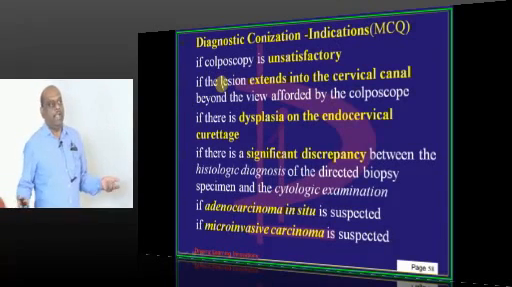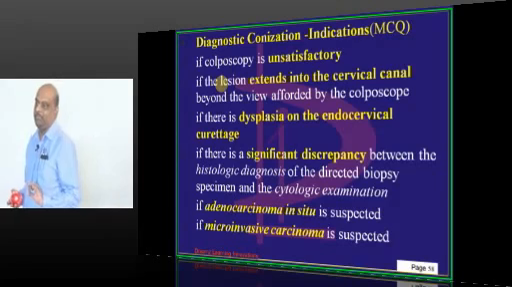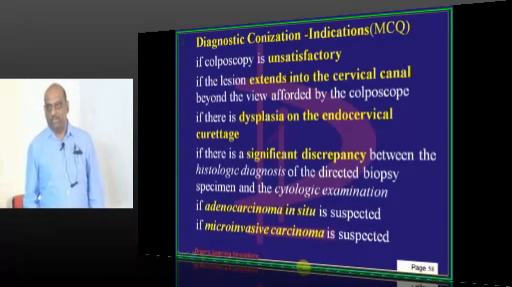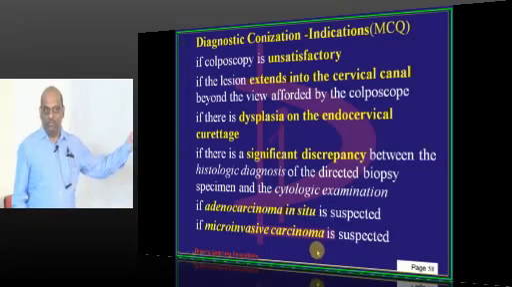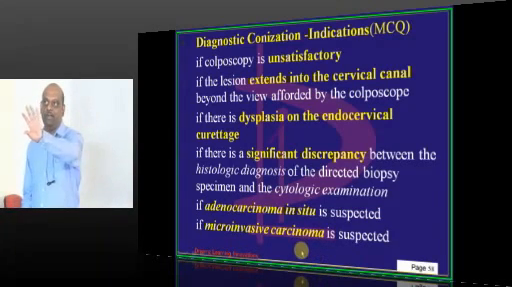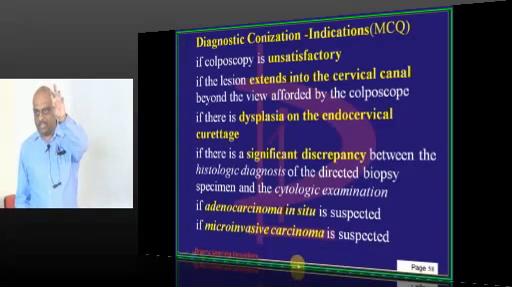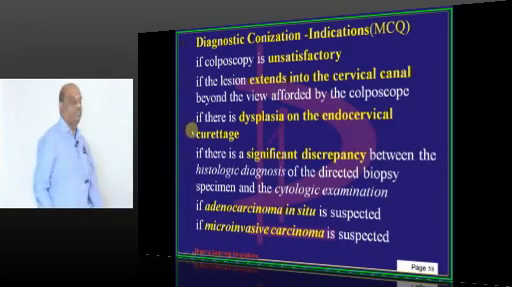So when you want to do diagnostic conization, the indications are the favorite question of the examiner. Number one, if the colposcopy is unsatisfactory. So what is the meaning of satisfactory and unsatisfactory colposcopy? There is some story behind it. I need a few more images to show you an example of unsatisfactory. It is about the squamocolumnar junction. Is it visible or not? At the time of colposcopy, that will decide satisfactory or unsatisfactory. So if it is unsatisfactory, then you will do conization.